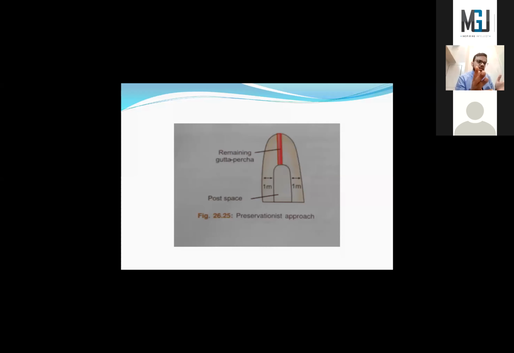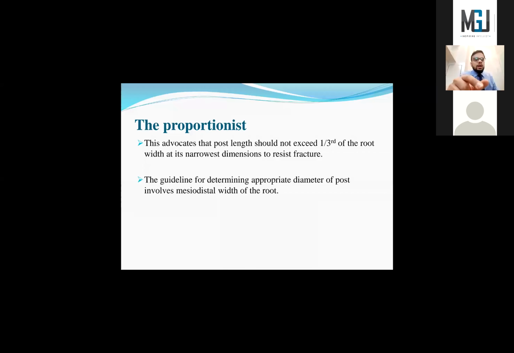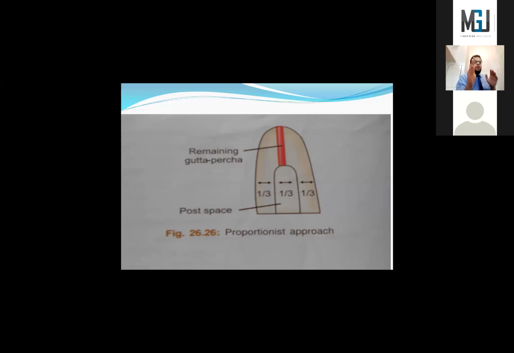The problem in this technique is that if you keep 1 mm as your formula, if you have a larger diameter tooth, you end up preparing a very large post space. So that's not always needed. And that is where the third formula comes into the picture, that is the proportionist. This advocates that the post length should not exceed 1/3 of the root width. So in simple words, it divides the root diameter into three equal parts: 1/3, 1/3, 1/3.